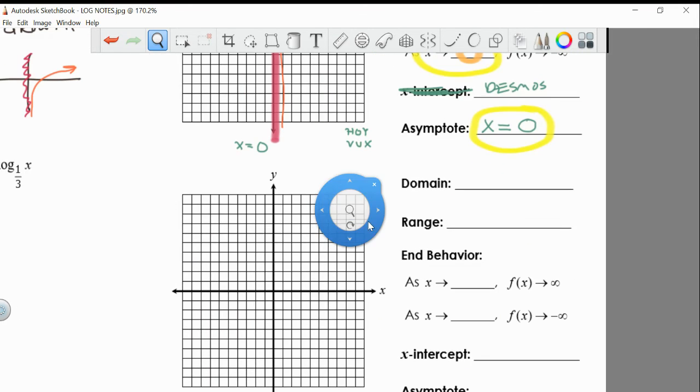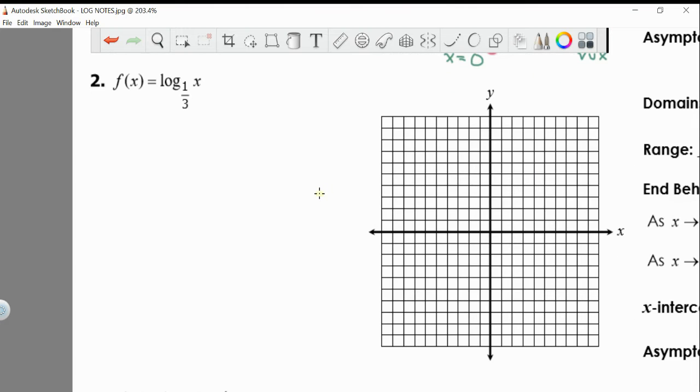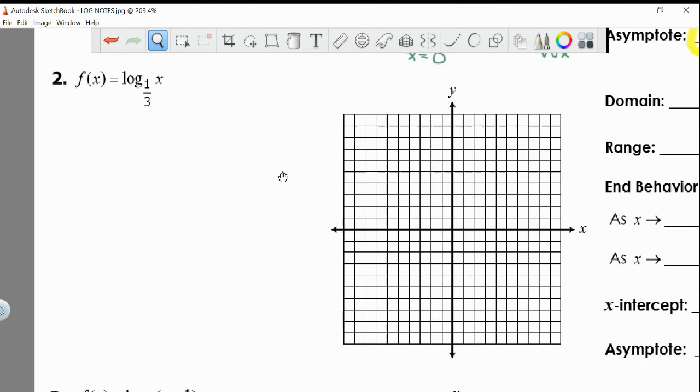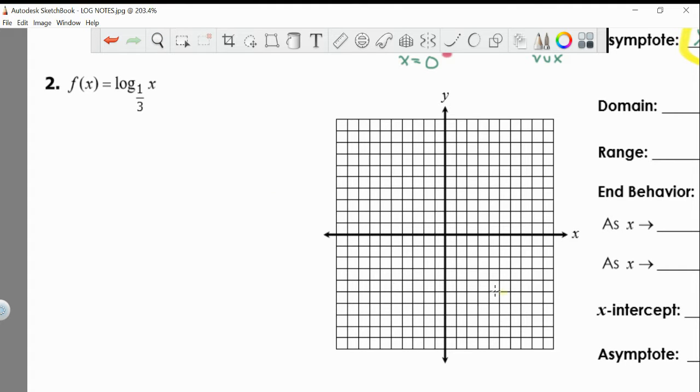Cool. Let's go down. Let's power through number 2, and we're going to go way, way, way faster here. So bear with me. Number 2 is not that interesting. The only thing that's interesting about number 2 is that we have a decay question. Because we have this 1/3, because b is 1/3, because b is less than 1, we have a decay question. And so let's do a graph.